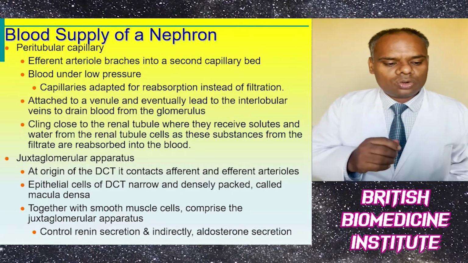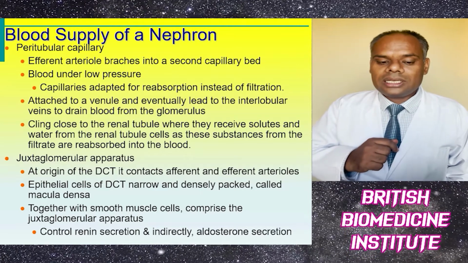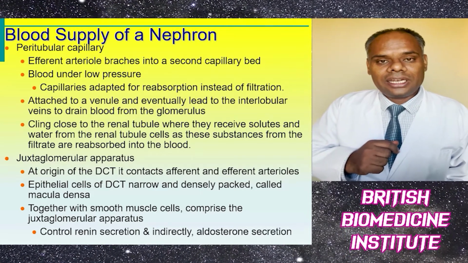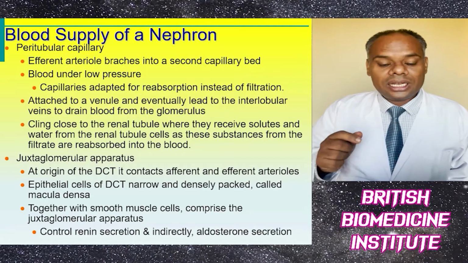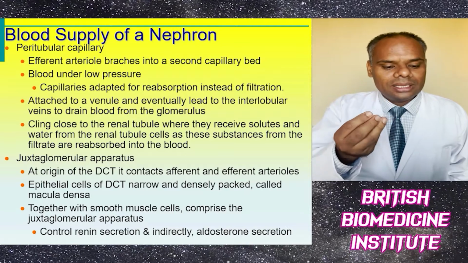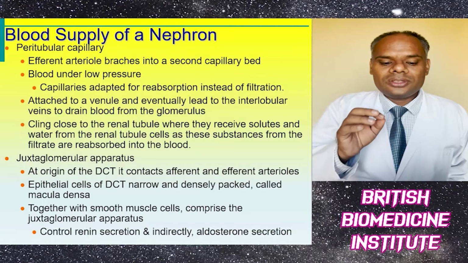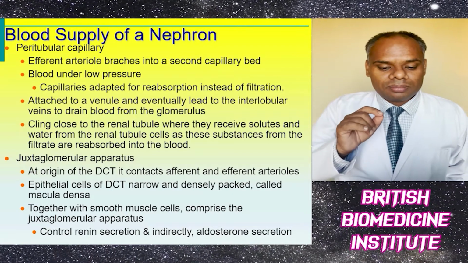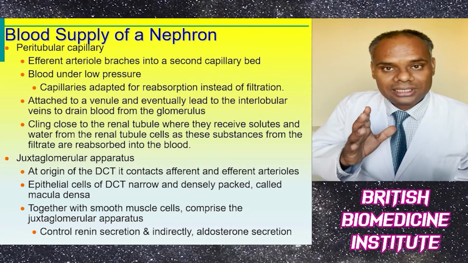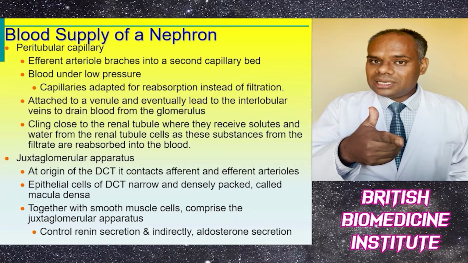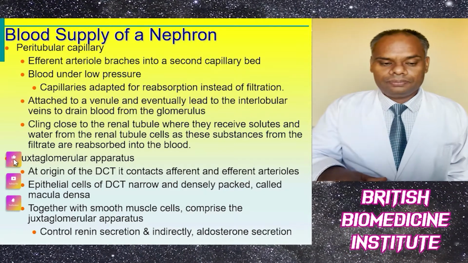The juxtaglomerular apparatus is present at the origin of the DCT. It contacts the afferent and efferent arterioles. The epithelial cells of the DCT are narrow and densely packed, known as the macula densa. Together with smooth muscle cells, they comprise the juxtaglomerular apparatus, and basically they control renal secretion and indirectly aldosterone secretion.